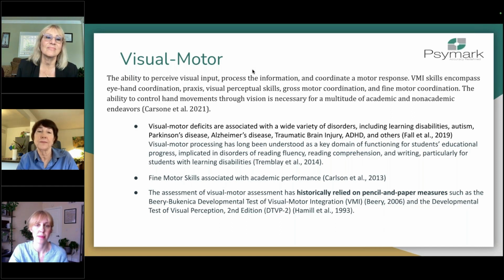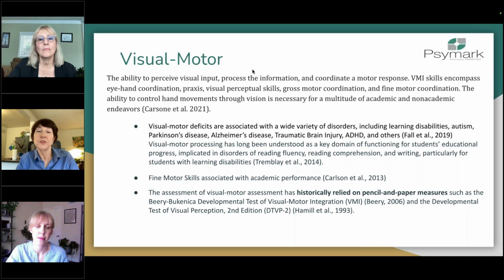and non-academic alike. Visual motor deficits are associated with a wide variety of disorders, including things like Alzheimer's, TBI, ADHD, and others. And it's long been understood as a key domain in functioning for students and implicated in disorders with reading, such as reading fluency, reading comprehension, and written language. Fine motor skills are also correlated with academic performance. So hitting those fine motor skills early can help also with academic performance.